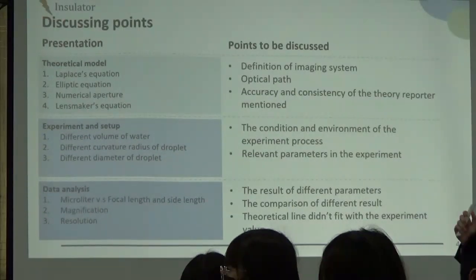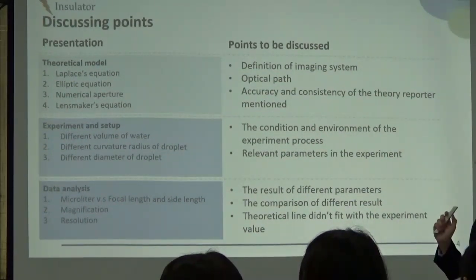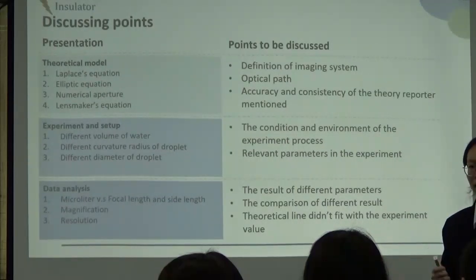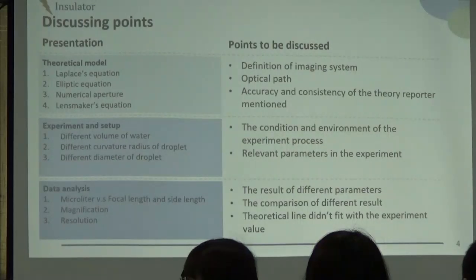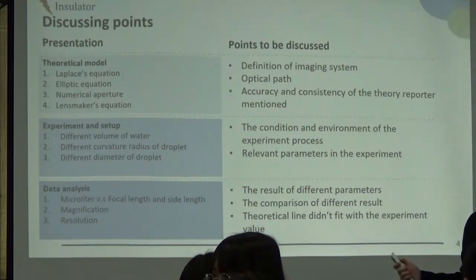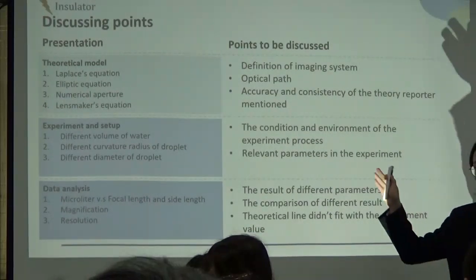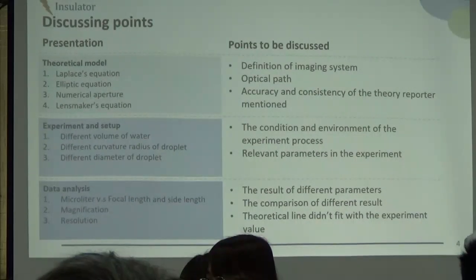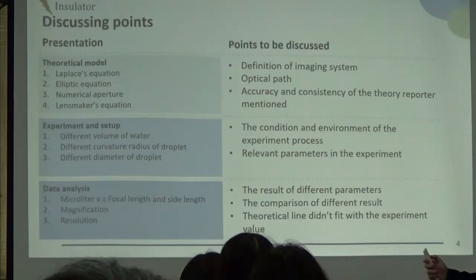Next, this is a discussion point. Here, I will talk about the definitions of the imaging system, like signal, and how he sees the definition of it, and the accuracy and consistency of the theory the reporter mentioned. He talked about the lens maker's equation, and I will discuss with him whether the lens maker's equation fits his experiments. The environmental conditions of the experiment, such as humidity or temperature, will also affect it, and I think they should be considered.